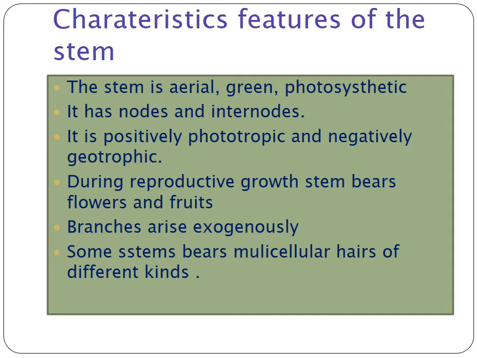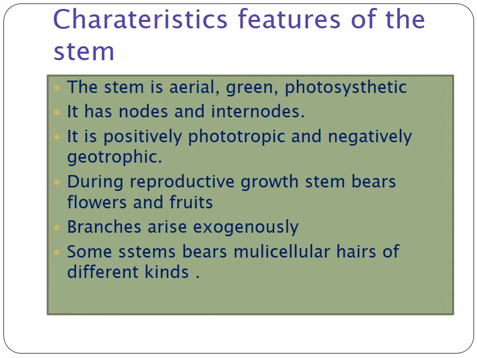Then the fourth point is, during reproductive growth, the stem bears flowers and fruits. After that, branches arise exogenously. Some stems bear multicellular hairs of different kinds. In land, the root has hairs, but here some stems also have hairs. So these are the characteristics of a stem.